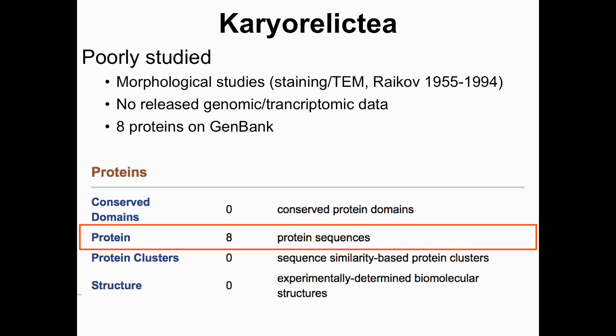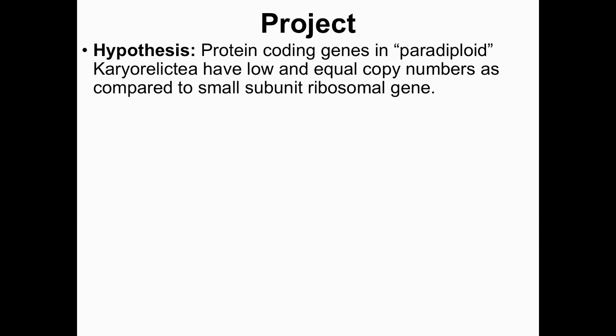So in order to explore more about the nuclear architecture of karyorelictids, we started our project. And just to remember that the hypothesis is protein-coding genes in para-diploid Karyorelictea have low and equal copy numbers as compared to small subunit ribosomal gene.